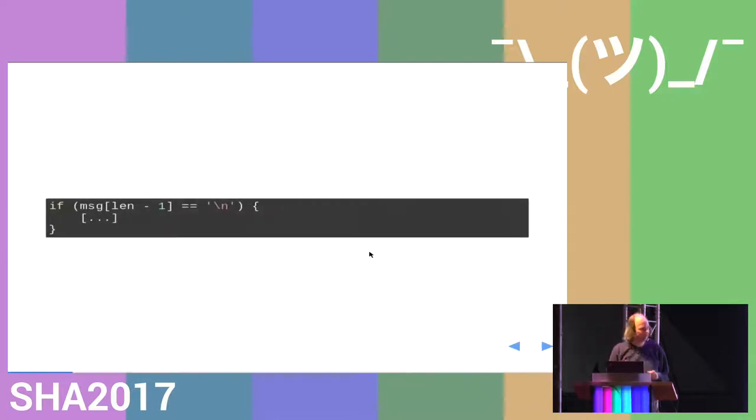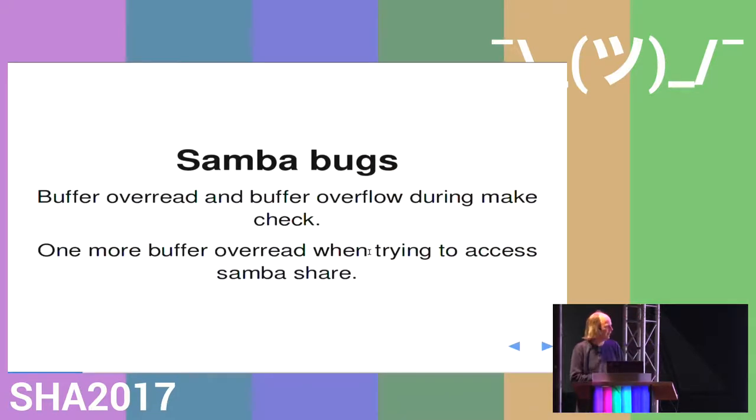And then this is a very classic bug. This was a function that was accessing a string at position -1 and checking if that's a newline. But the string could be a string of zero size. And if you have a string of zero size and then access -1, you end up in invalid memory. Two of these bugs, and one other bug, I found by running make check, the test suite of that application. And one of them I found by just running Samba and trying to access it.